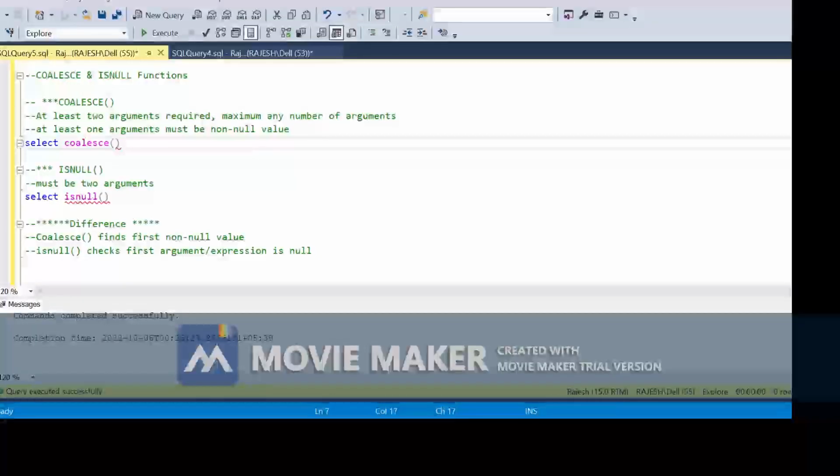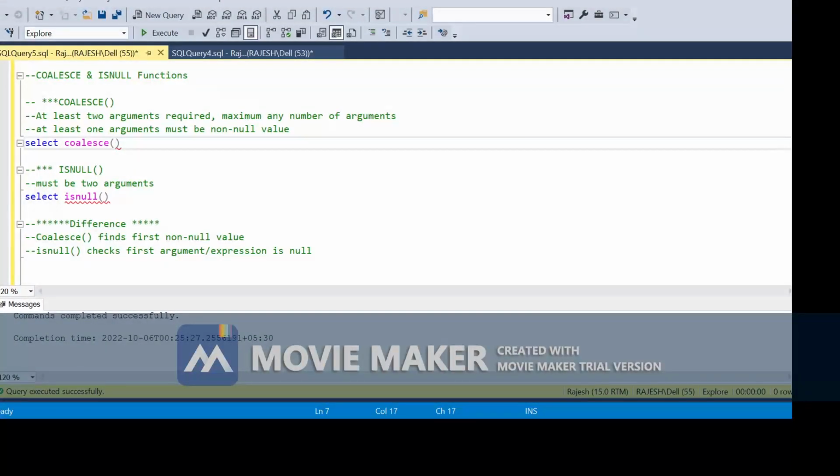First we will discuss the Coalesce function. Let's see some facts. At least two arguments are required and there is no limit on arguments. Maximum any number of arguments. There may be 5 arguments, 10, maybe 100 and more than 100. There is no upper limit. Another fact: at least one argument must be a non-null value. It is mandatory. The Coalesce function returns the first non-null value.